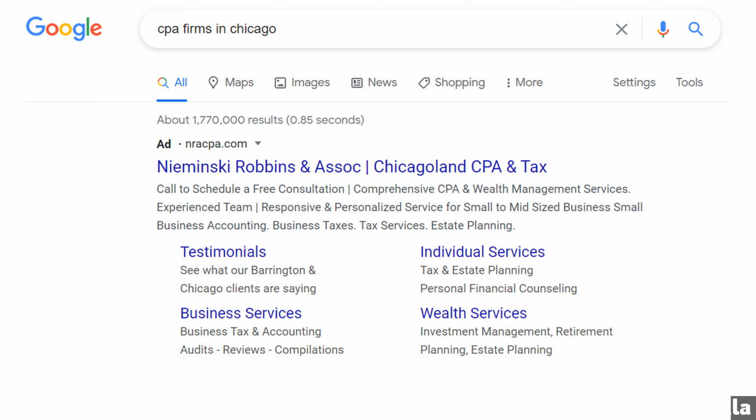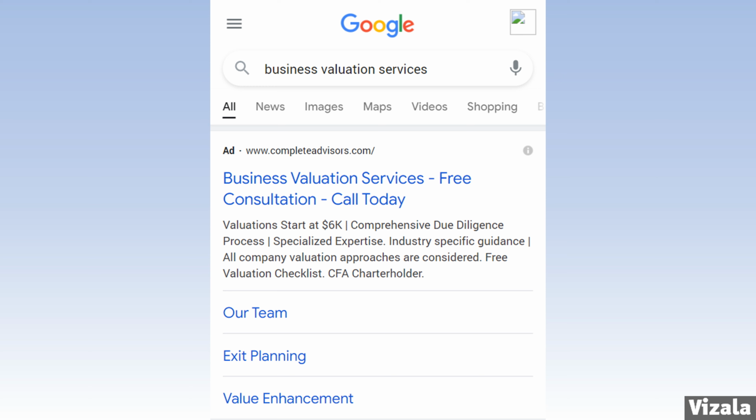This is an example of an ad that would appear when a prospect searches for CPA firms in Chicago. Clicking on the ad will send users to the firm's website or a custom landing page. Here is an example that appears on phones when a prospect searches for business valuation services.